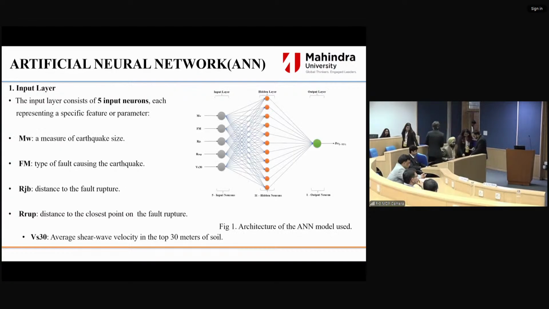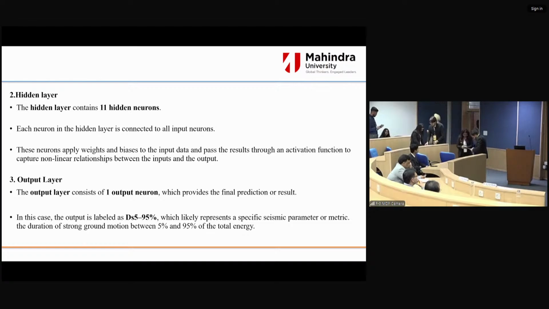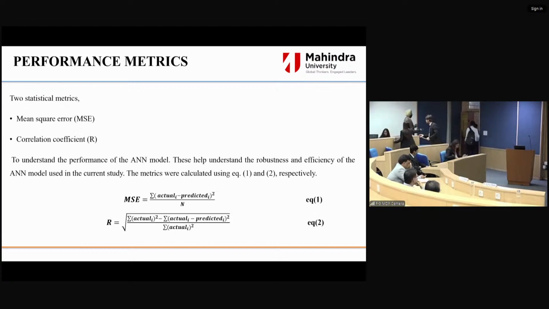Now talking about artificial neural network, this is the architecture of the artificial neural network as seen. It has three layers: input layer, hidden layer, and output layer. Our input layer consists of five features, and the hidden layer consists of 11 neurons, applying weights and bias to detect patterns. And the output layer predicts the significant duration between 5% and 95% of total energy.